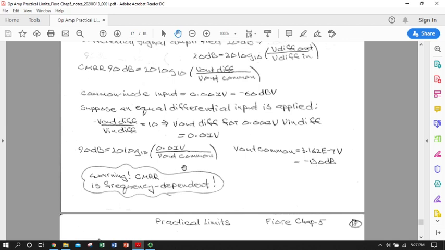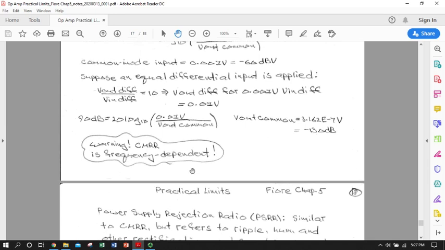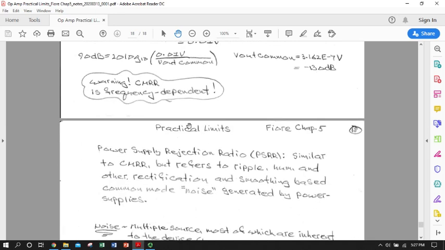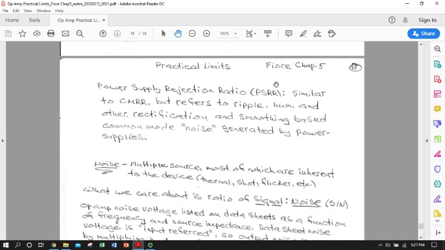And as a warning, unfortunately, common mode rejection ratio, like everything else, is frequency dependent, works best in the mid-band, rolls off beyond that. Power supplies have a lot of noise. Ripple, other kinds of rectification-based signals that we really don't want to carry through. And so if we're using a power supply to supply our op amps, which we have to do, some of that's going to come in.